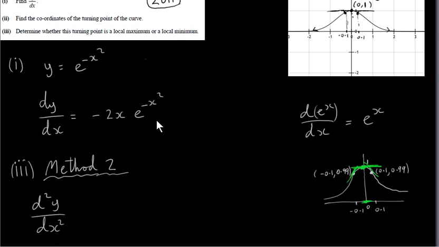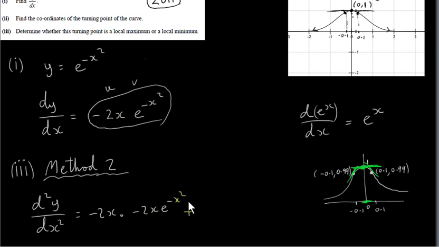Now, to get the second derivative, we need to differentiate this, and this is a product of functions. So you can think of it as u times v. So we have u, the first function, times the derivative of the second function. Well, if we work out dv dx, we get minus 2x e to the minus x squared. It's just the same as differentiating this, which is this. So this is u times dv dx plus v, which is e to the minus x squared, times du dx. If we differentiate minus 2x, we get minus 2.